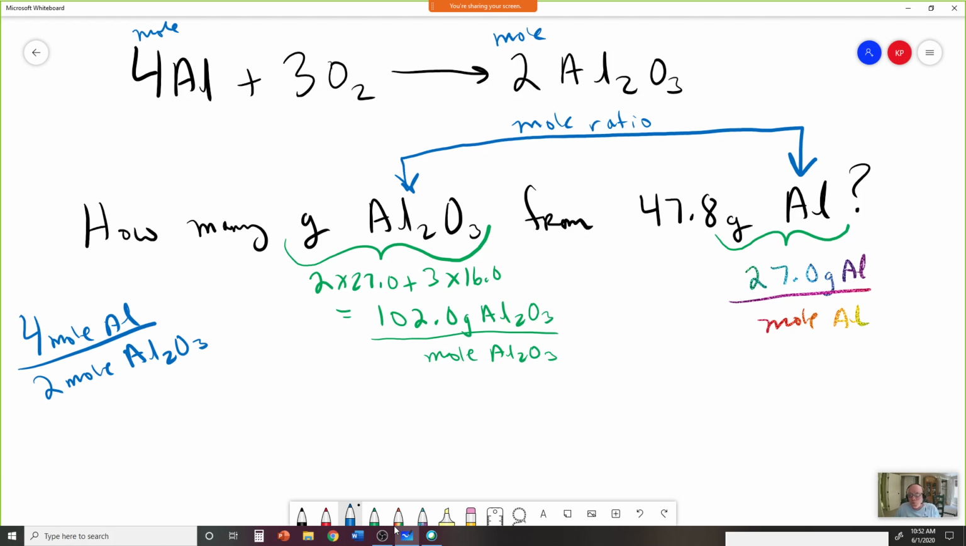I'm going from one thing to another thing. It doesn't matter what those two things are. You just have to say, how many moles of each do you have? And we use our balanced equation up there to get our mole ratio in this case.